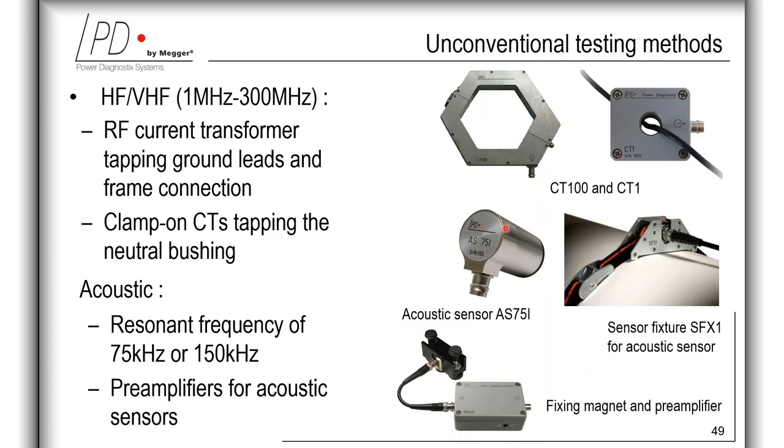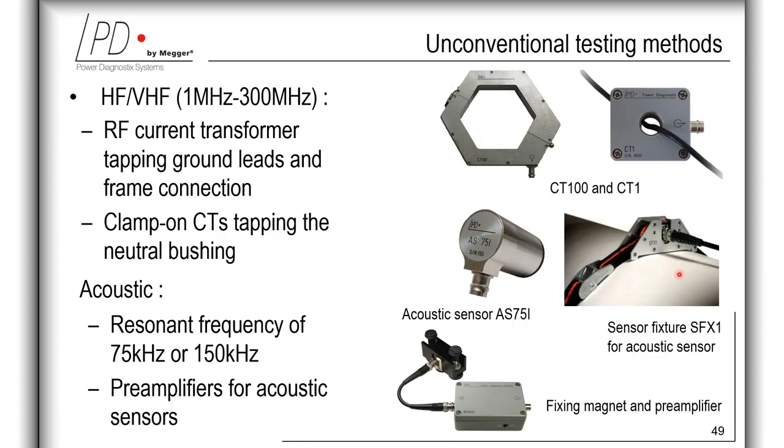Here is a figure of an acoustic sensor of type AS75A of PowerDiagnostix that comes with a built-in 40 dB preamplifier. The acoustic sensors provided by PowerDiagnostix, like in this picture, have a resonant frequency of 75 kilohertz, and they show a bandwidth of about 20 to 140 kilohertz for plus minus 10 dB.